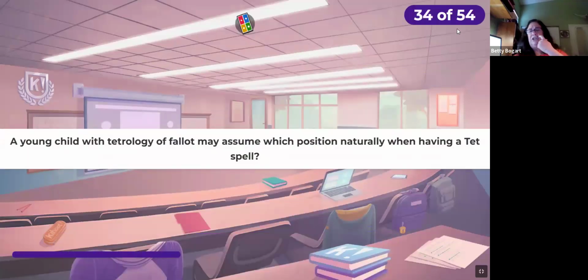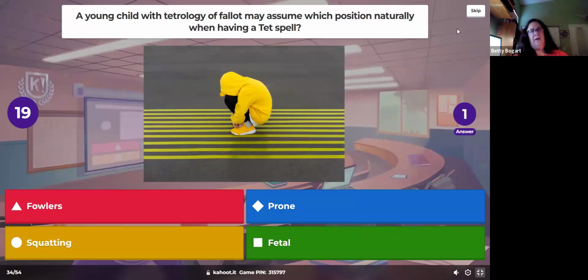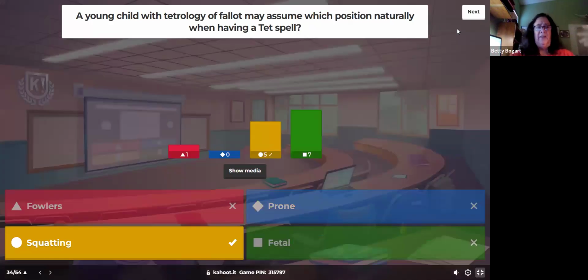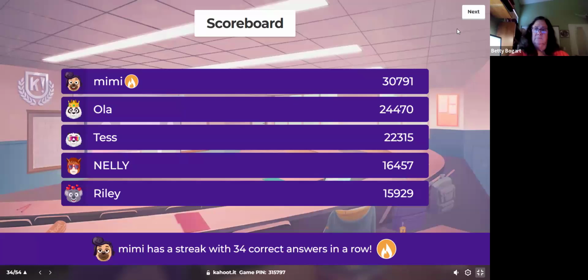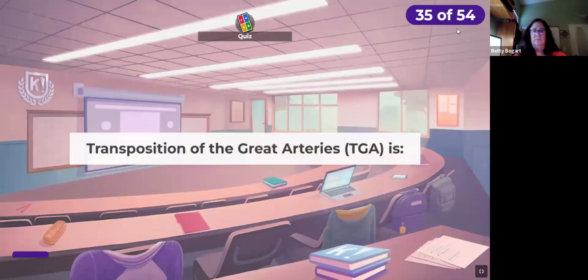A young child with tetralogy of Fallot may assume which position naturally when having a TET spell? Now, most of your TET spells are repaired before 1 year old, but there are some that are older. And they're out in the world with this tetralogy of Fallot and they just squat. And it does the same thing, knee, chest. It goes from abdomen to chest, and it pops it open.